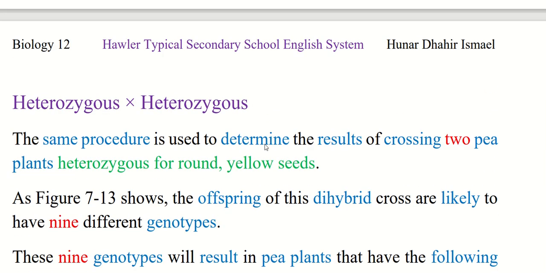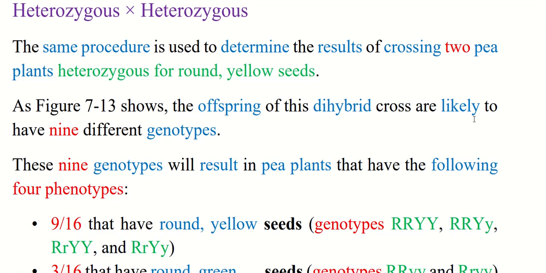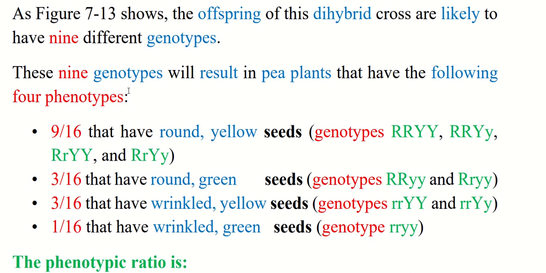Now let's cross heterozygous with heterozygous. The same procedure is used to determine the result of crossing two pea plants heterozygous for round yellow seed. The offspring of this dihybrid cross are likely to have 9 different genotypes. These 9 genotypes result in pea plants that have the following 4 phenotypes: 9 over 16 that have round yellow seed, these are the genotypes of them; 3 over 16 that have round green; 3 over 16 that have wrinkled yellow; and 1 over 16 wrinkled green seeds.